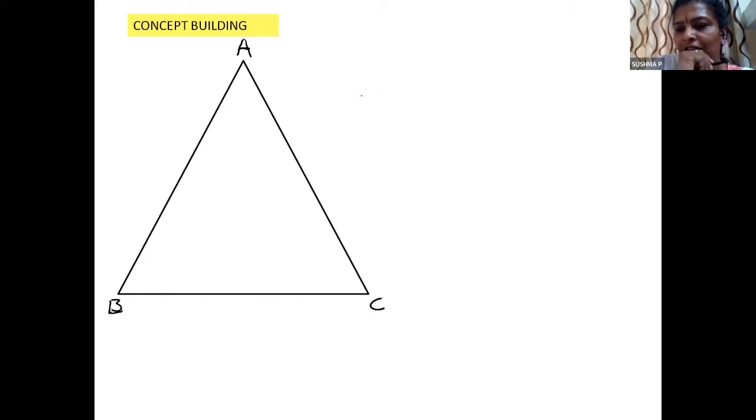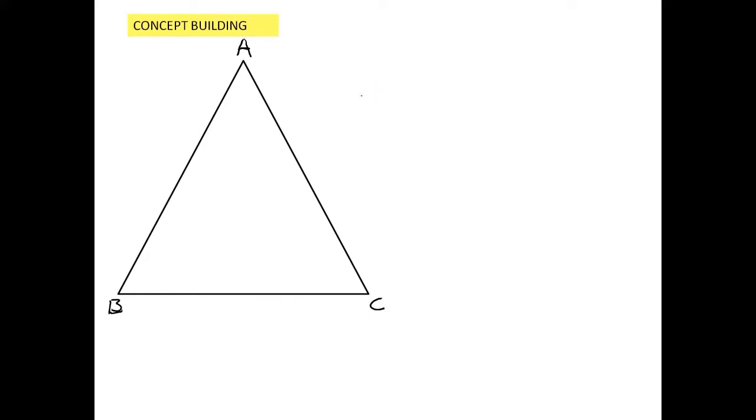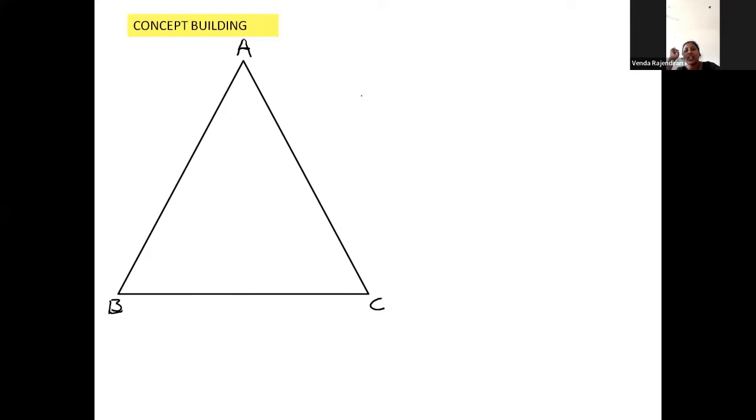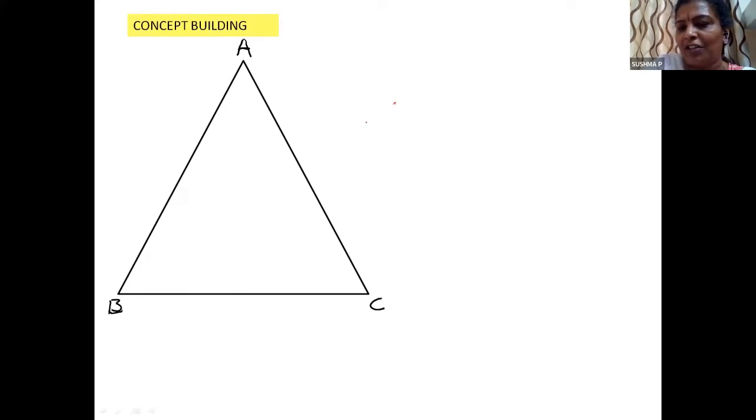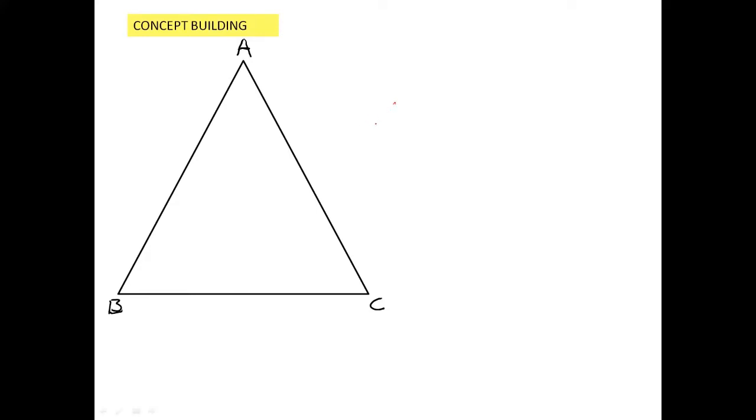What are the parts of a triangle? How do you name the parts of a triangle? Corners, edges, vertices, sides, and angles. So it's a polygon which has three sides, right? So: edges, sides, vertices, and angles. These are the parts, right?